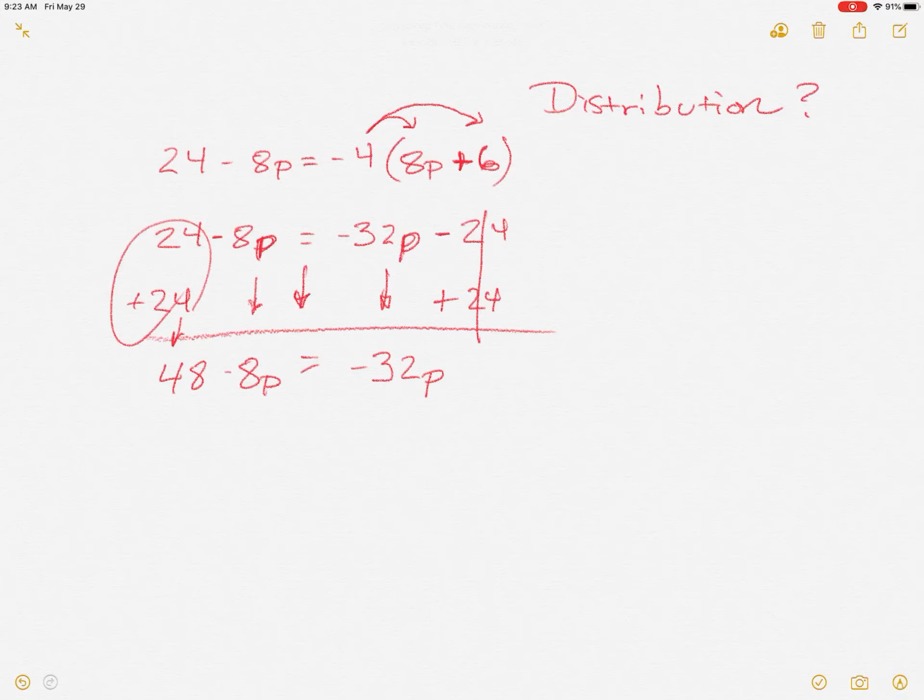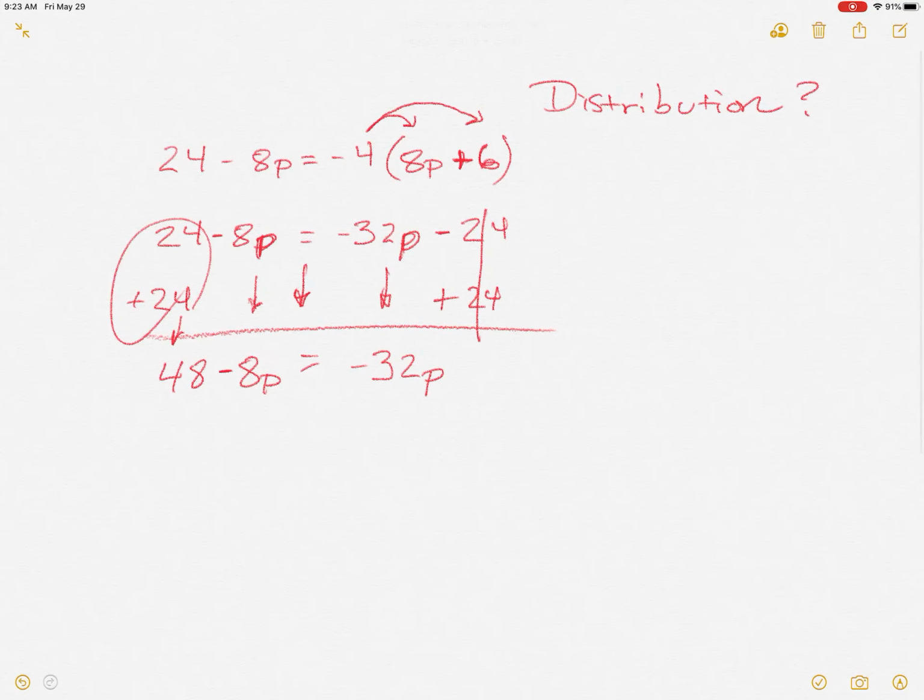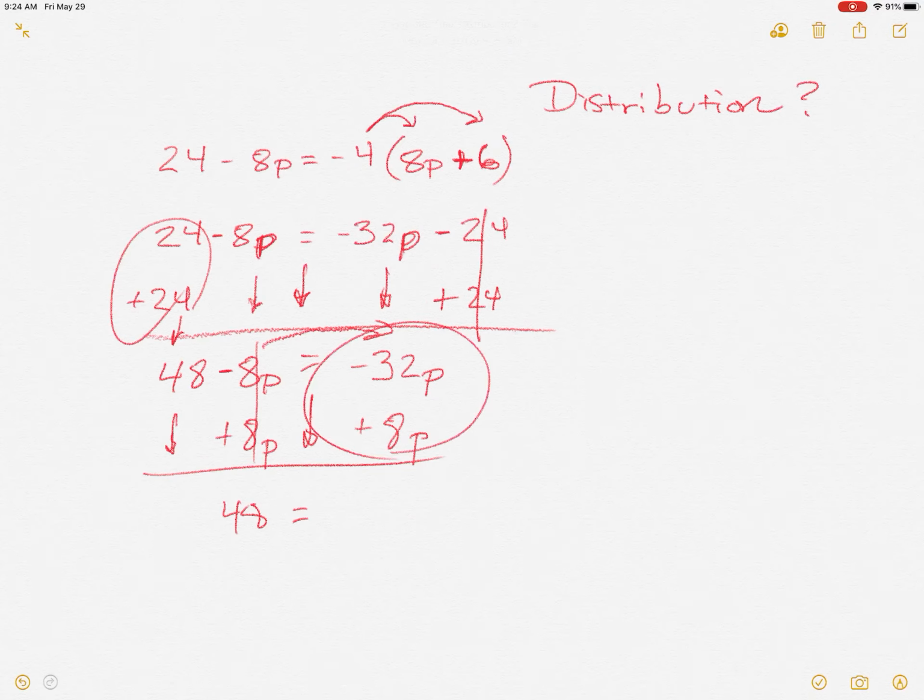The next thing we're going to do is, since we have the number 48 on the left side, we want to go ahead and get the variable terms on the right side, and we're going to do that again by using inverse operations. We have a minus 8p, so we're going to add 8p on both sides. That negative 8p plus 8p cancels out, so we're going to bring down our 48 on this side. We're going to bring down our equal sign, and we're going to combine these two like terms, and we've got a negative 32p plus an 8p, which is going to give us a negative 24p.